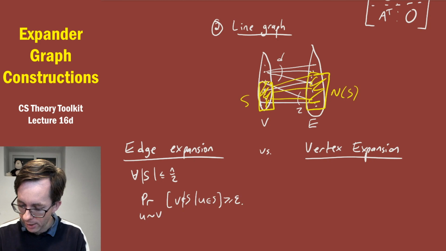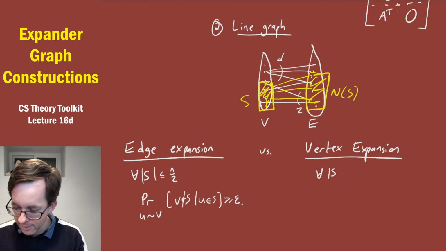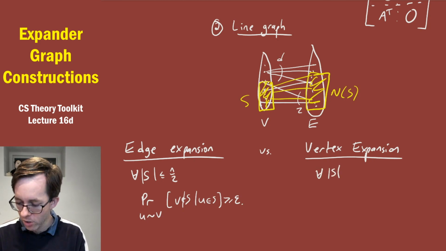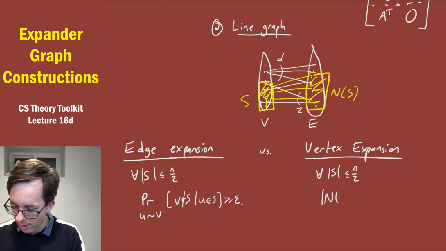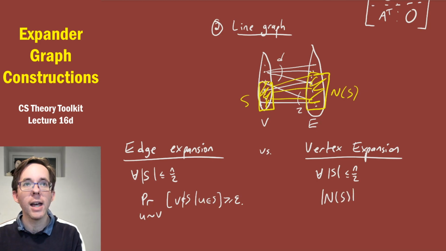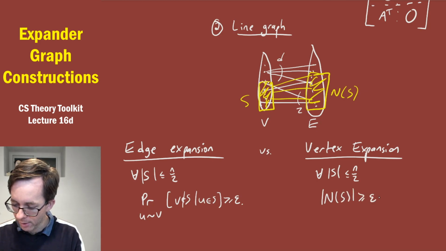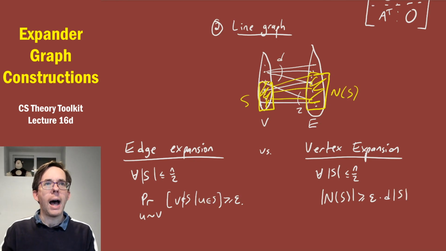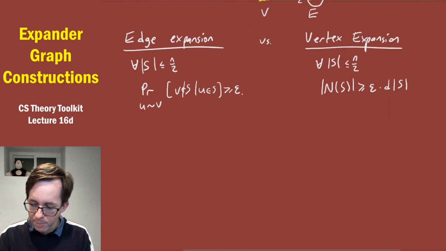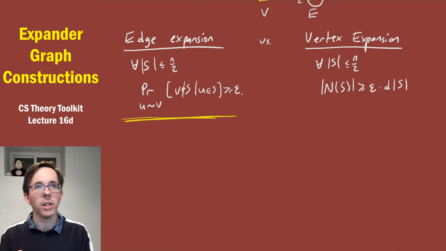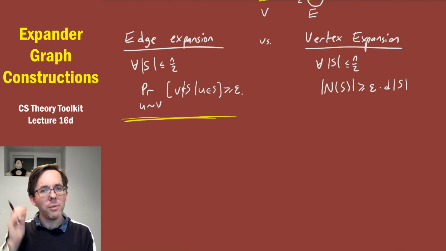And vertex expansion is a condition that looks like this for all sets S, again of size at most n over 2, or some constant fraction of n: the cardinality of the vertex neighborhood of S is at least epsilon times d times the cardinality of S. And as it turns out, in the study of expander graphs, it's more convenient to study edge expansion. It's a little bit easier, but they're not unrelated.